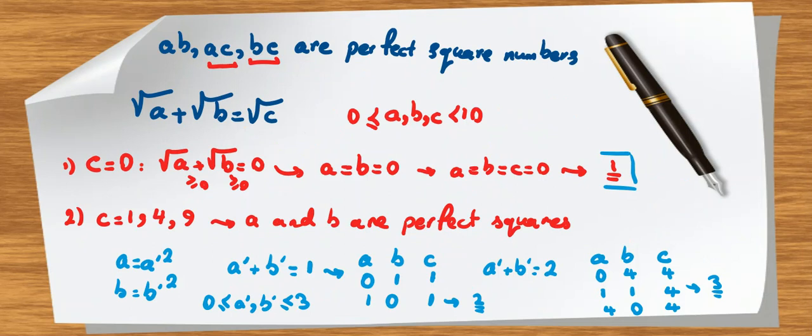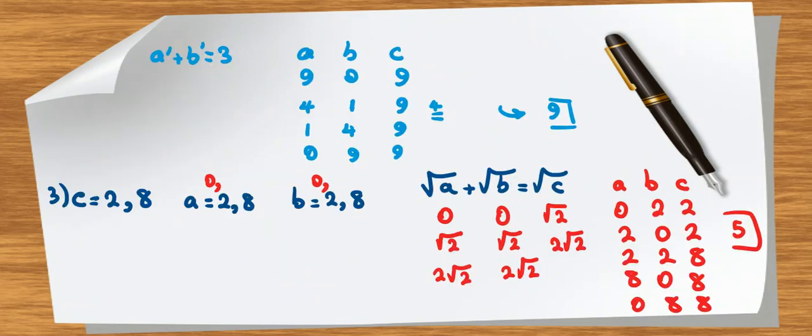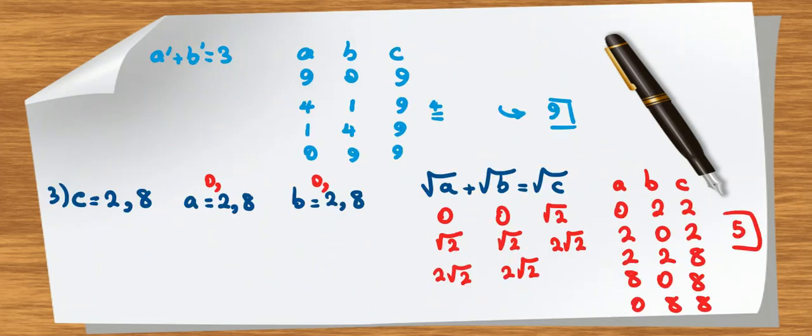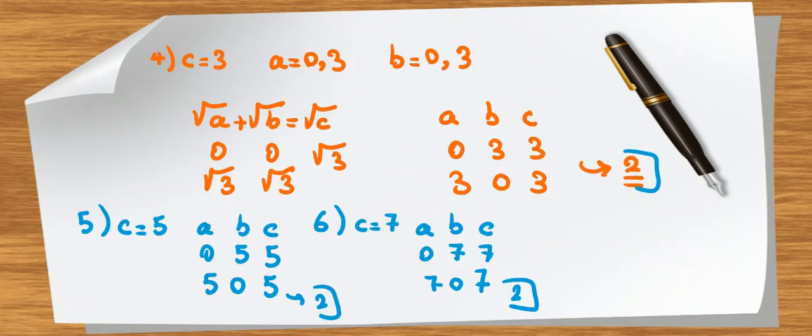So let's count the number of solutions. 1, plus, let's check, here 1, plus 9, 10, plus 5, 15, plus 2, 2, 2, 6, 21. We found 21 answers. Okay.